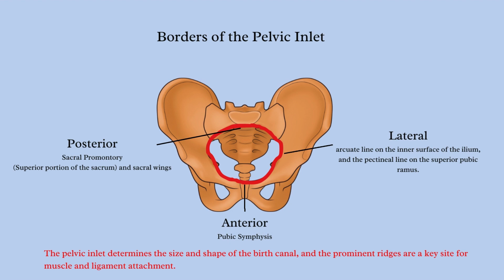There are three borders of the pelvic inlet: posterior, the sacral promontory, superior portion of the sacrum and the sacral wings; anterior, the pubic symphysis; lateral, the arcuate line on the inner surface of the ilium, and the pectineal line on the superior pubic ramus. The pelvic inlet determines the size and shape of the birth canal, and the prominent ridges are a key site for muscle and ligament attachment.